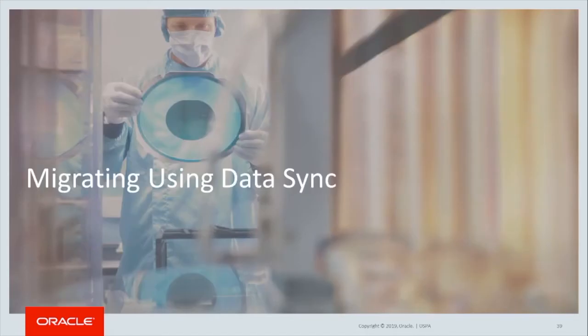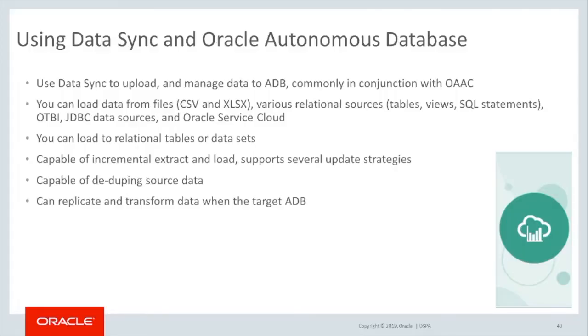Now let's look at what's entailed in migrating using DataSync. Use DataSync to upload and manage data to Autonomous Database, commonly in conjunction with OAAC. You can load data files, CSV, and Excel, various relational sources, tables, views, SQL statements, OTBI, JDBC data sources, and Oracle Service Cloud. You can load to relational tables or datasets. Capable of incremental extract and loads, it supports several update strategies. Capable of deduping source data, and you can replicate and transform data when the target is Autonomous Database.